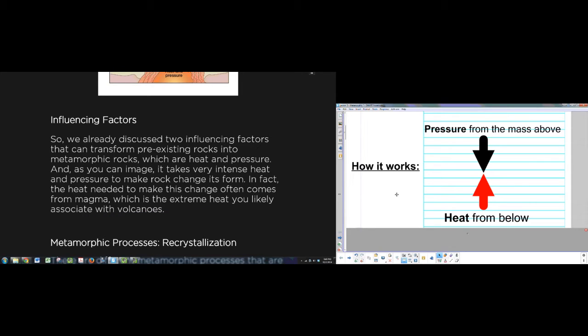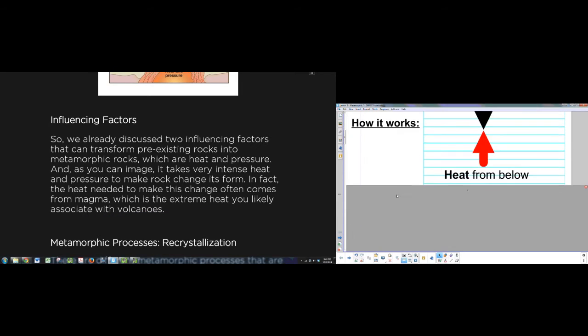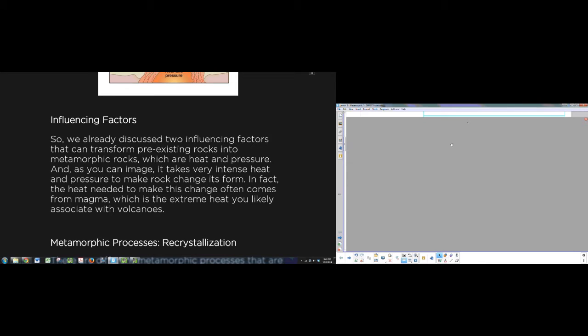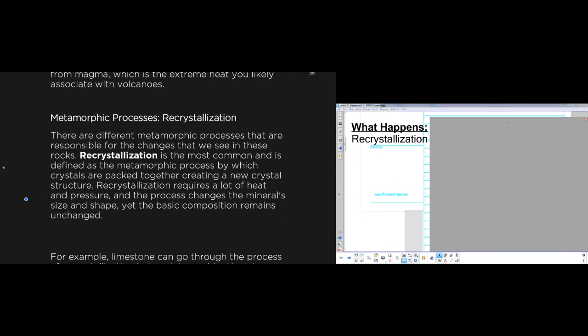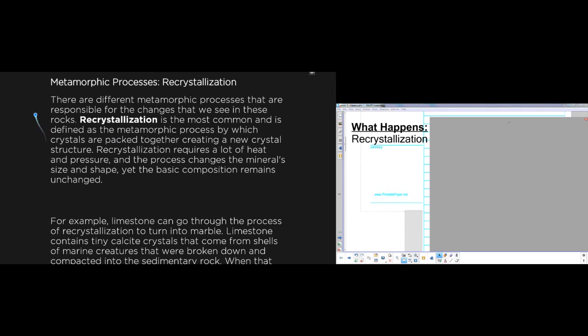Now we're going to go through the three different ways that metamorphic rocks end up forming. Okay, so what happens? The first one is recrystallization. Now, there are different metamorphic processes that are responsible for the changes that we see in these rocks. Recrystallization is the most common and defined as the metamorphic process by which the crystals are packed together, creating a new crystal structure.